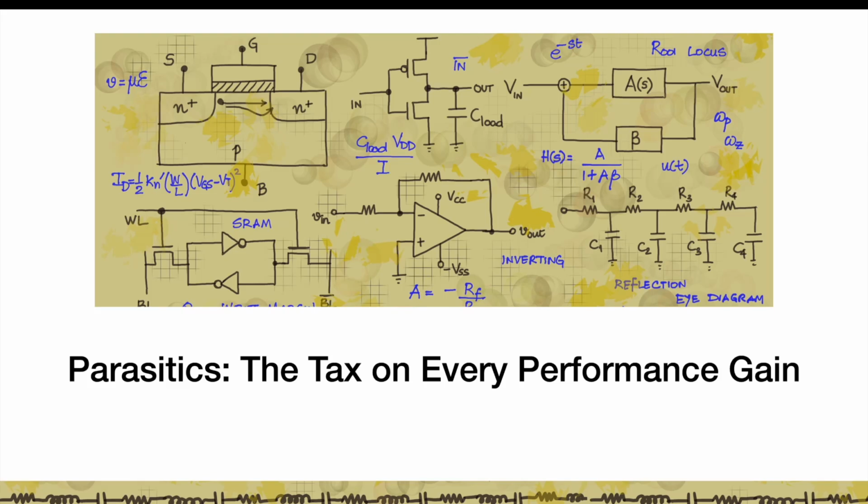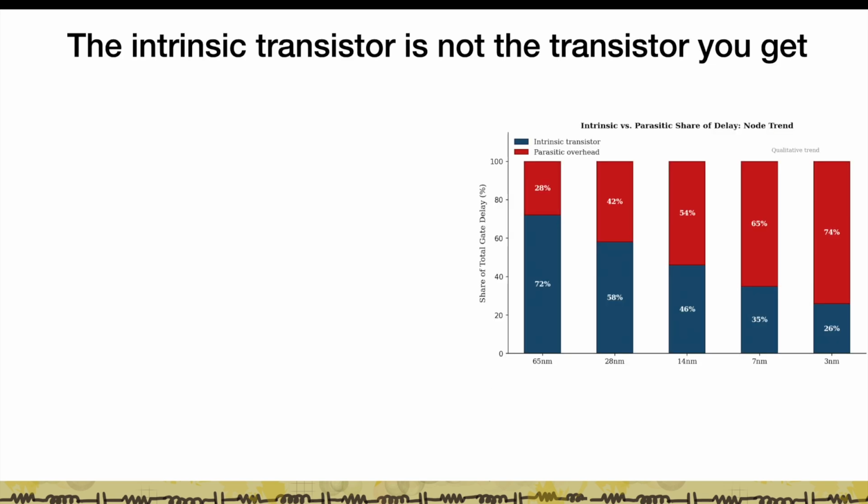The transistor on the datasheet is not a transistor in your circuit. That gap between what the intrinsic device can do and what the device embedded in metal and silicon actually delivers is called parasitic overhead. And at 3 nanometers, it can be larger than the intrinsic transistor itself.